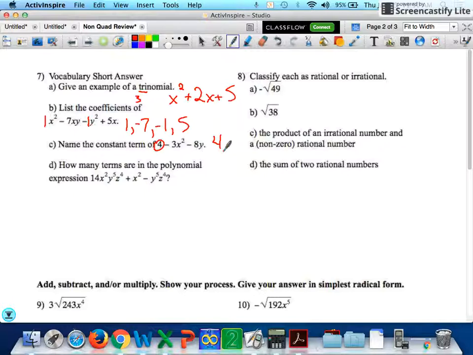D says how many terms are in the polynomial expression. A term is dictated whenever we have an addition or subtraction sign separating them. There's an addition sign, there's a subtraction sign, so we have 1, 2, 3 terms. It doesn't matter that this first term is really long and complicated and the second one isn't. It's still a term, so we have 3 terms.